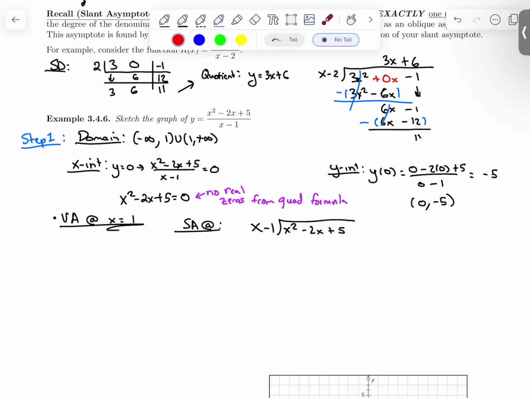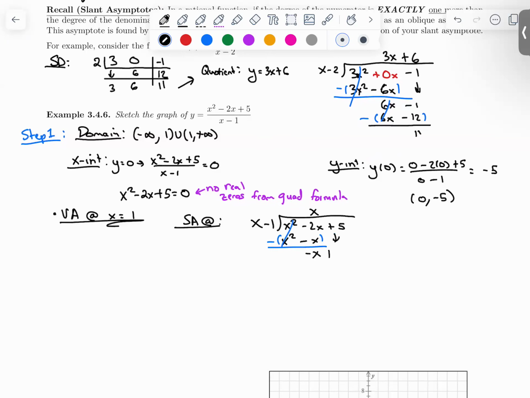How many times does x go into x squared? It goes into it x times. That's x squared minus x. Subtract, and you get negative 2x minus a negative x. That's a negative x net.